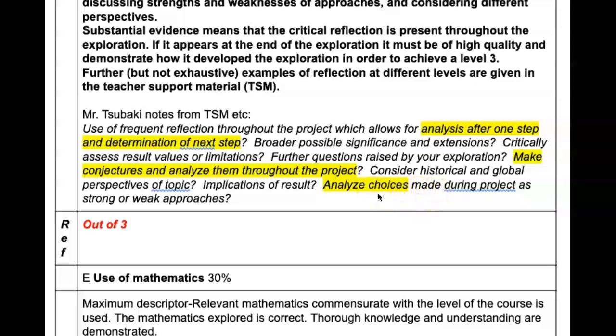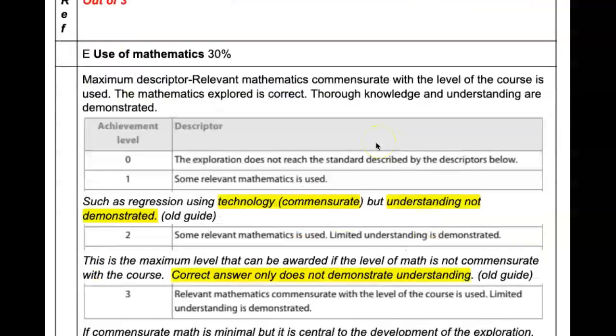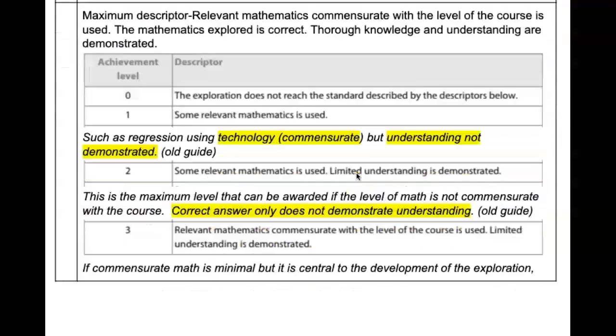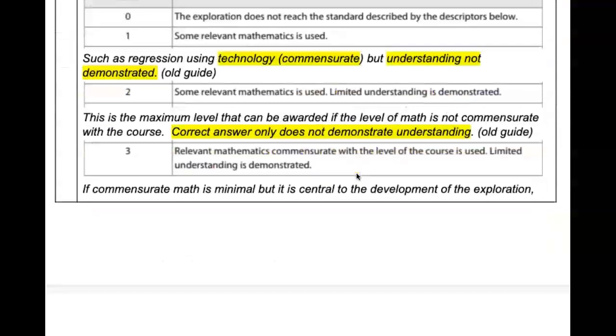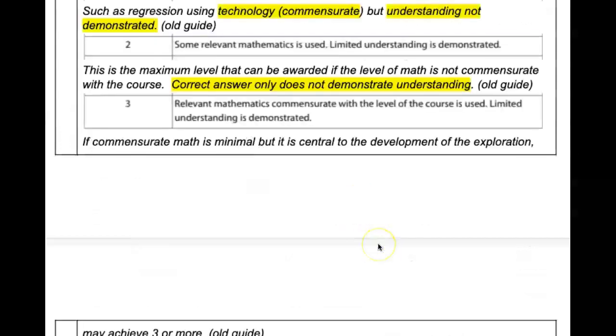The math processes you chose to use, you already explained why you chose to use them. After you do them, you probably have an idea of whether or not you made a good decision or not, right? Last of all, category E, use of maths. So there are 7 levels, 0 through 6, okay, 30% of the grade.